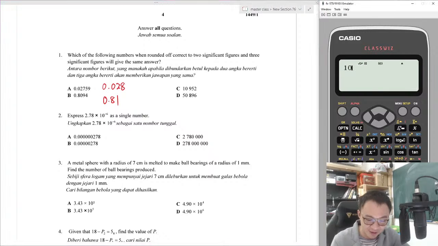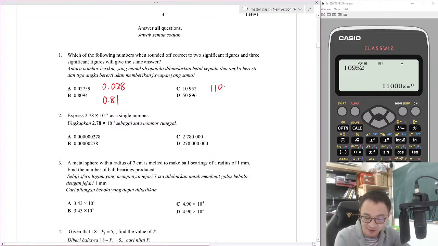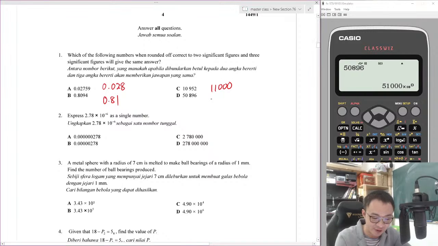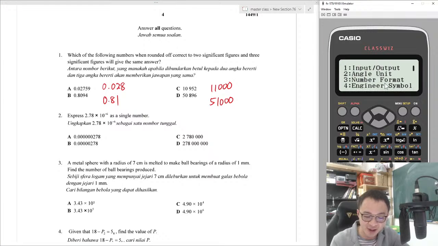Next, 10952. You type enter. This is power positive, so you type ENG until power 0, and this one is 111000. Then 50896, you type enter. This is power positive, right? Type ENG, no need for shift. Shift is only when the power is negative. So this is 51000.